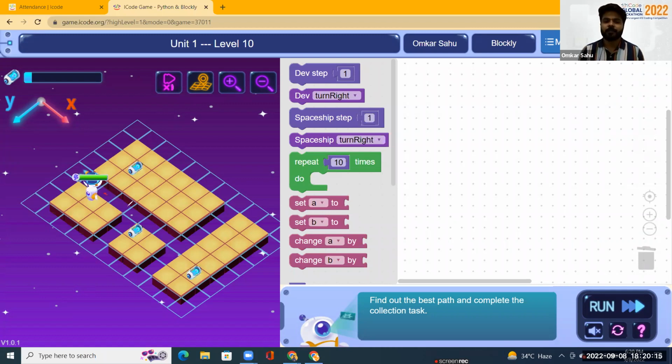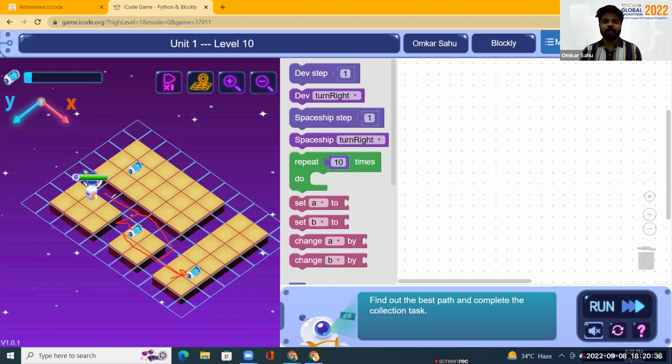Can we do it like this? The spaceship moves from here and comes here, and then we take some steps in the forward direction. Can we do it like that? Is it a possibility? Think about it. No, sir. We need to identify another possible path for this.